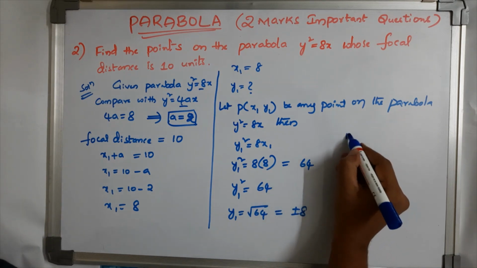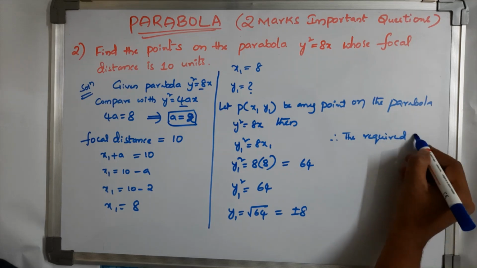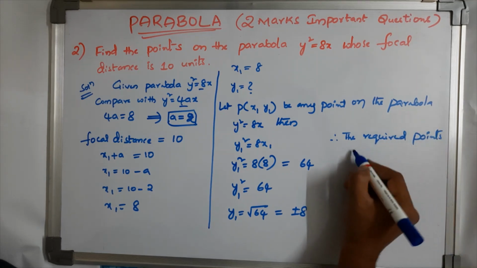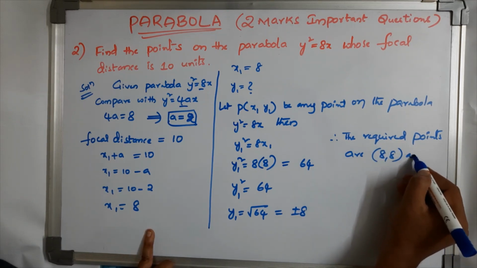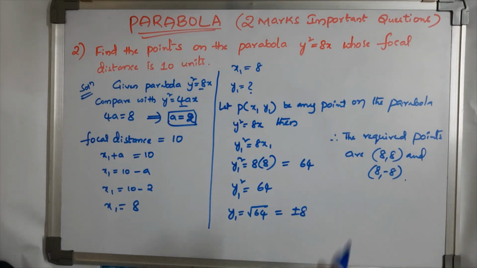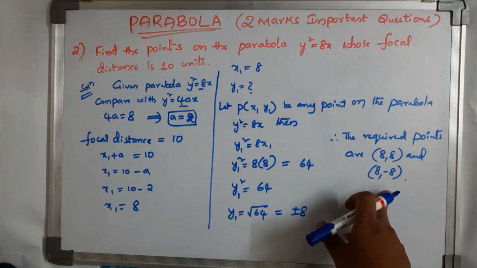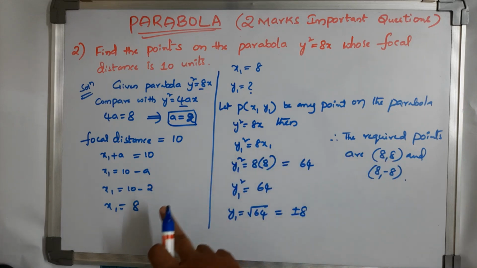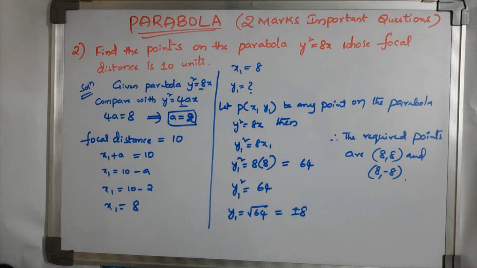Now the required points are 8, 8 and 8, minus 8, right? The required points are 8, 8, 8, minus 8. Whenever the focal distance is 10 units, these points lies on the parabola y square is equals to 8x. Okay, now you can see the third question.